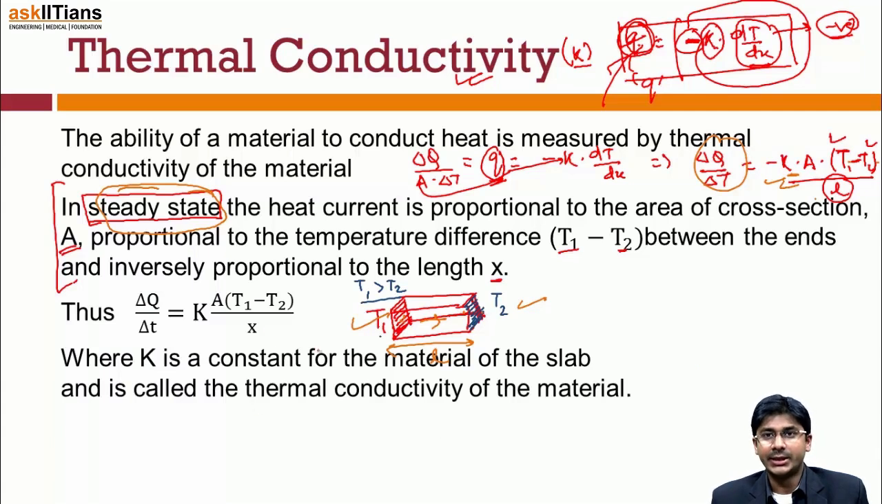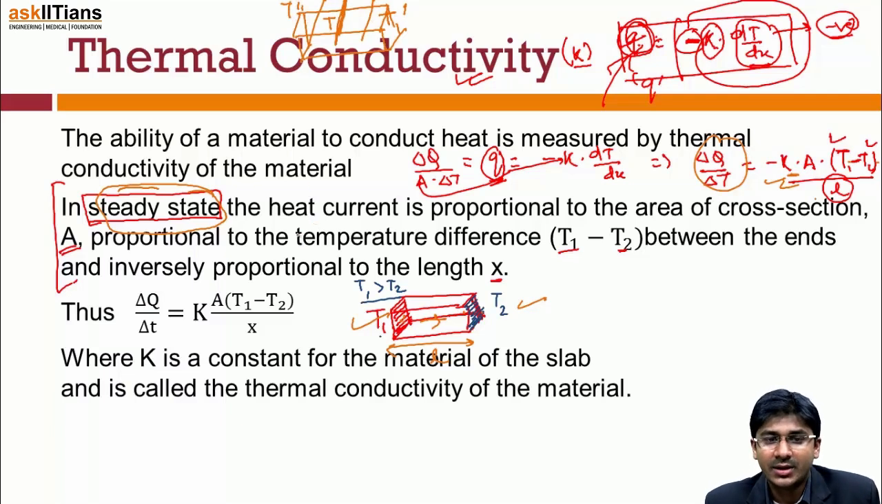Now what is this steady state? I told you that this is valid only when it is in a steady state. A steady state is a situation when there is no further change in the state of the body. What is happening here is that at this point, suppose the temperature is T, at this point the temperature is T dash, and at this point the temperature is T double dash. When the steady state is reached, the temperature of all the portions will become constant.